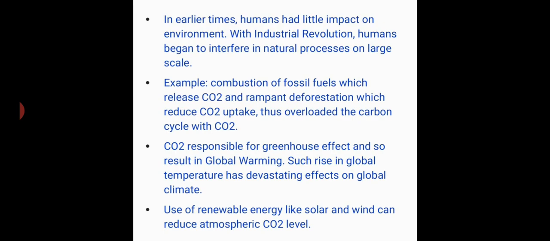and rampant deforestation, which reduces carbon dioxide uptake by plants, and hence this has overloaded the carbon cycle with carbon dioxide. Today, tons of carbon dioxide are added to the atmosphere each year. Before the industrial revolution, global carbon dioxide production equaled carbon dioxide absorption by plants and algae.